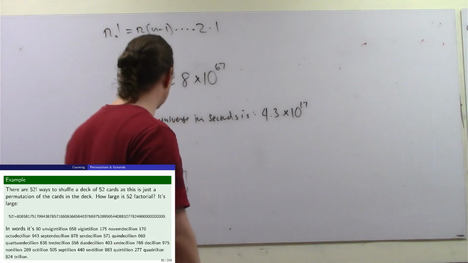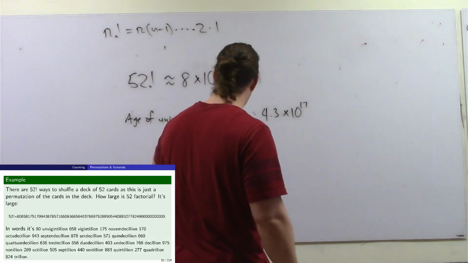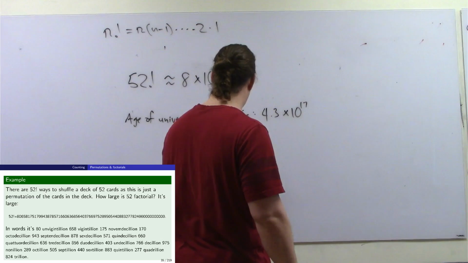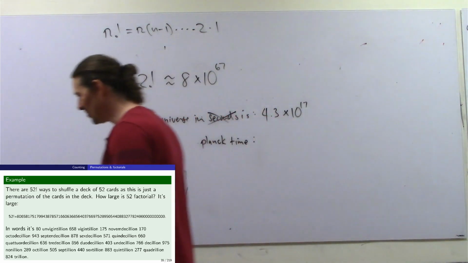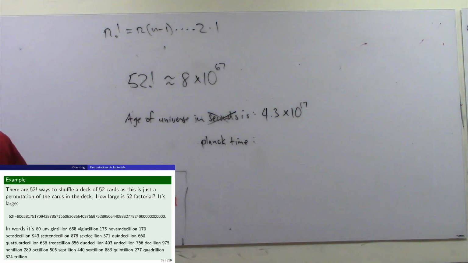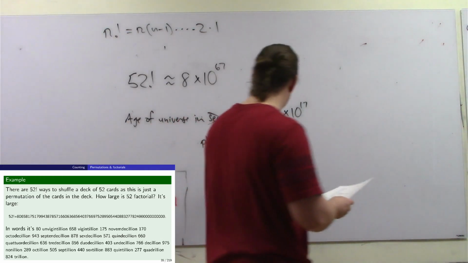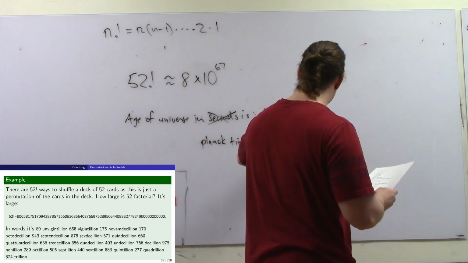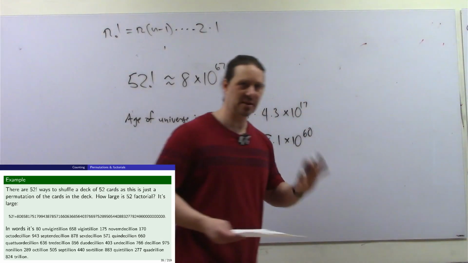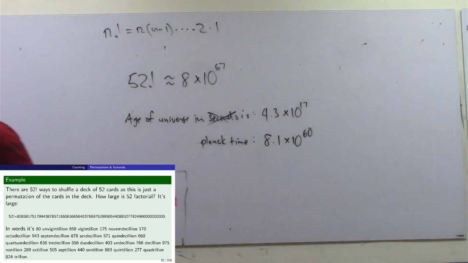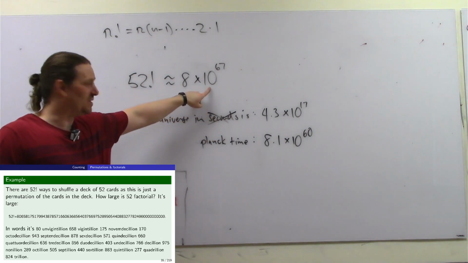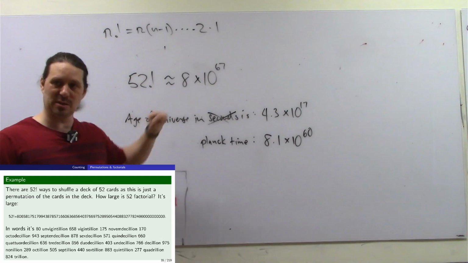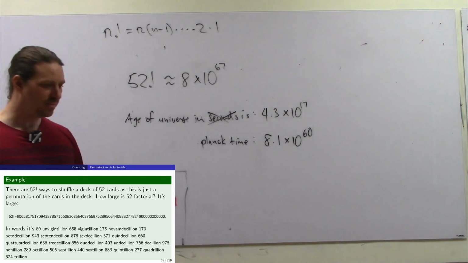So you can actually ask instead the age of the universe in Planck time units. I don't know what they're called. Planck seconds? I'm sure there's a word for it. I looked that up, and there are 8.1 times 10 to the 60th of those. Okay, there's a lot of those. But still, even if you do one shuffle per Planck time for the length of the universe's time, you will still come up 7 zeros short of the total number of shuffles of the deck of 52 cards.